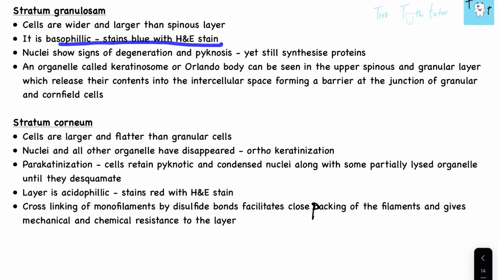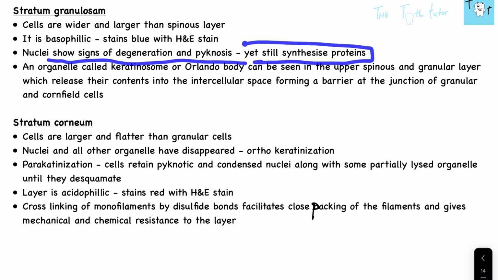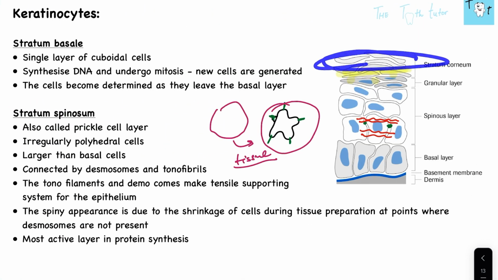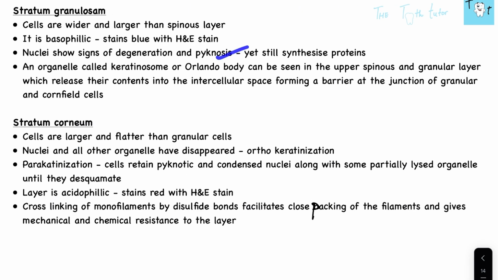It is basophilic, so it stains blue with H&E stain. The nuclei show signs of degeneration and karyolysis, and the cells still synthesize proteins. I told you that the top layer will be a dead layer. Now in the granular layer, the nuclei have started dying. It is showing signs of degeneration, but it is still alive.